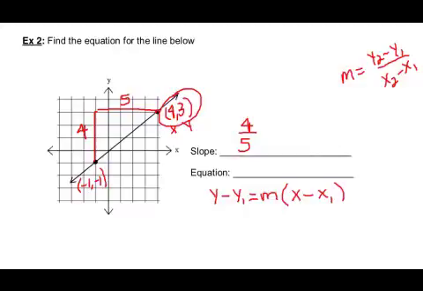So all we're going to do is plug these things into our equation. So we have y minus, y1 is simply our y value for our point. So in this case, it is 3. m is 4/5, because that is our slope. And then we have x minus, and then x1 is just our x value, which is 4. So the equation of this line is y minus 3 equals 4/5 times x minus 4. And that is the equation of the line. So again, we could find the y-intercept and do slope-intercept form, or we can use a point on the line and the slope to write our equation in point-slope form.